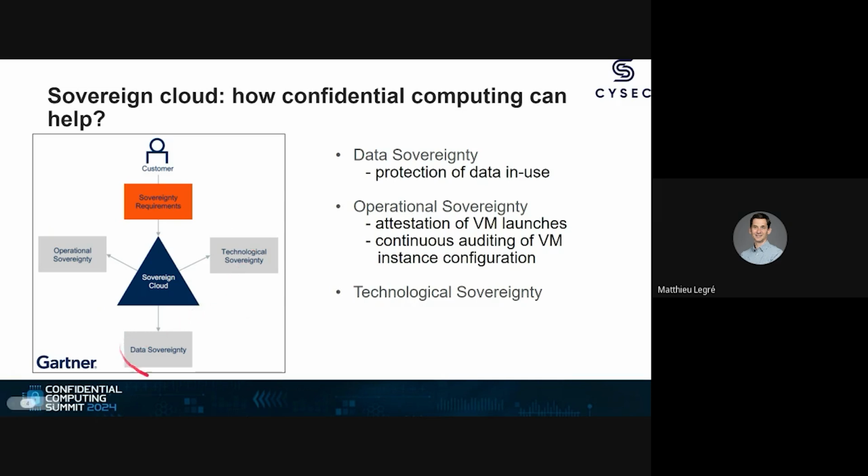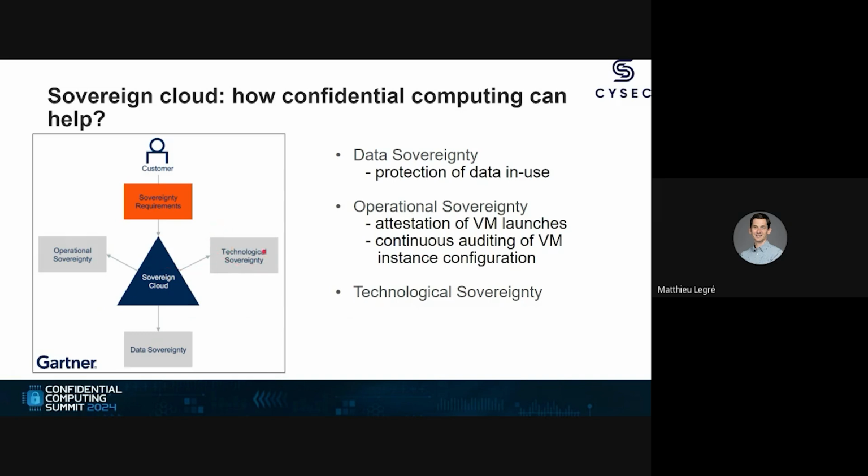Data sovereignty is obvious. It is just to make sure that the data complies with the regulations that are in force in the country or in the region where they are processed, where they are generated. Then operational sovereignty means that the customer wants to have some control on the operations that are performed by the host to make sure that the security of their VM, of their infrastructure as a service, is as it should be based on the customer's security policy.